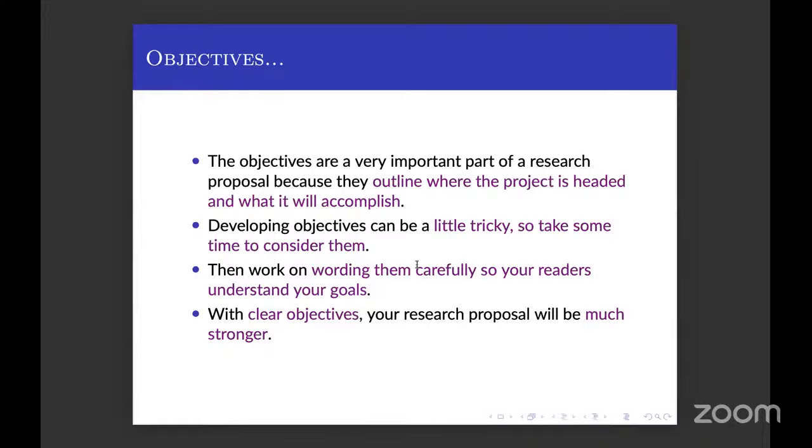Always reframe and rechange, make it different and easy to understand. All objectives should be interconnected. So these are the things you should try to do. Then work on wording them carefully so your readers understand your goals. Once it is done, you try to reword and rephrase so that the readers can understand your goals. With clear objectives, your research proposal will be much stronger. So this is the objectives.